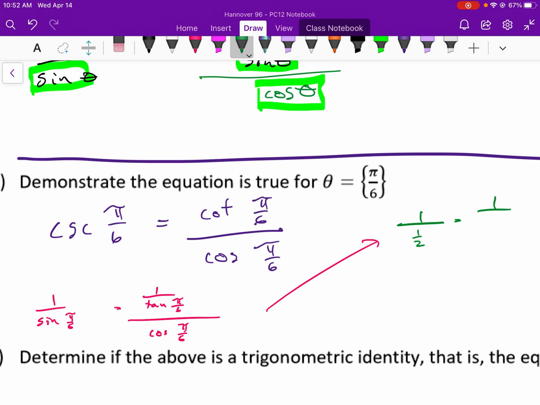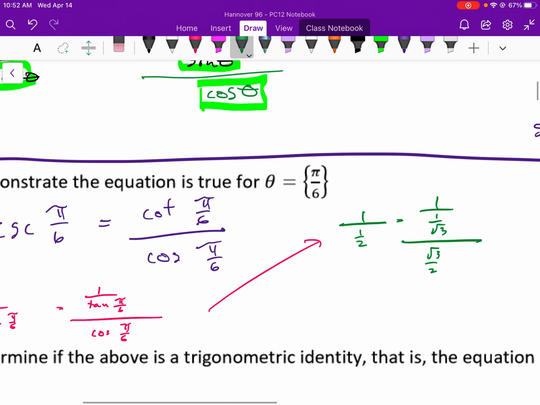1 over the tangent of pi over 6 is 1 over root 3, divided by the cosine of pi over 6, which is root 3 over 2. Now, I'm just going to simplify this. The left-hand side is 2.